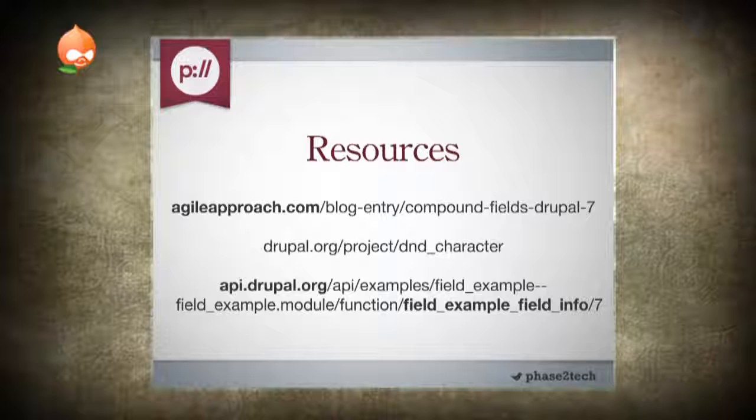And then finally, of course, api.drupal.org. You can just type in underscore field underscore something, and it'll autocomplete. You can look up most of the hooks that are related to it.